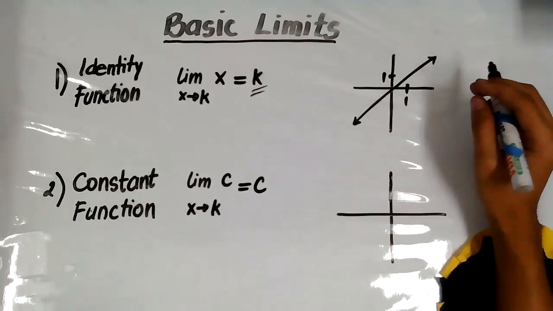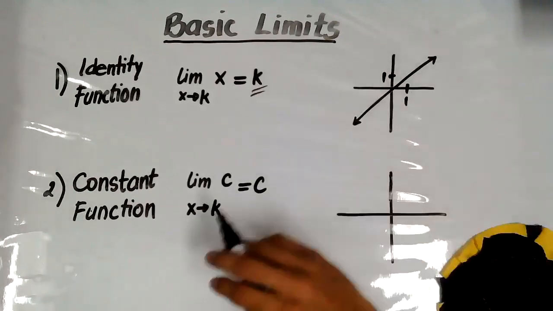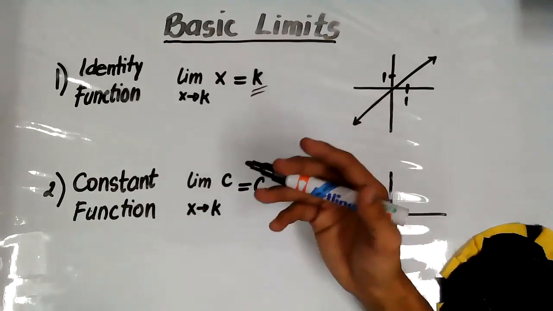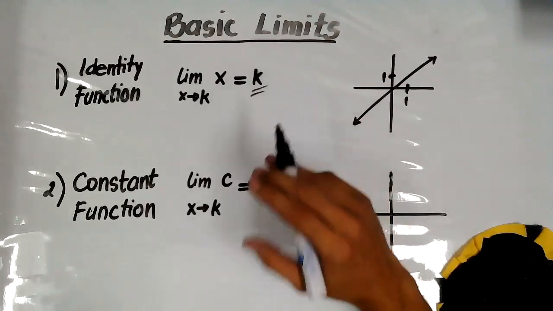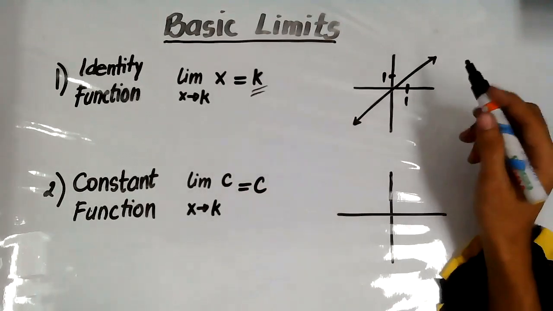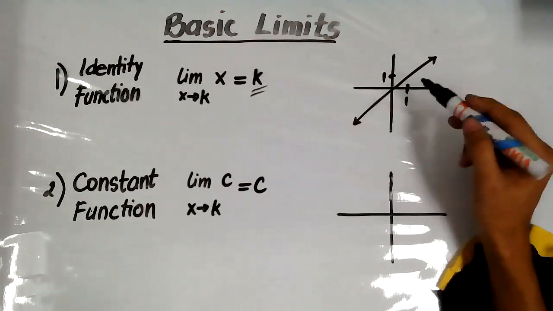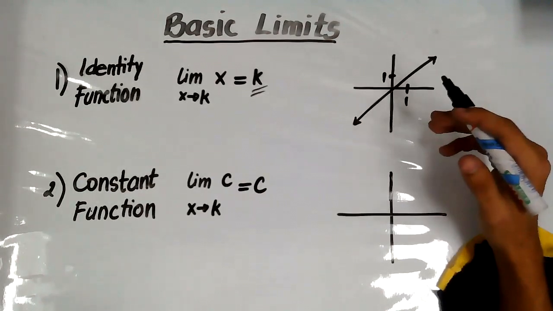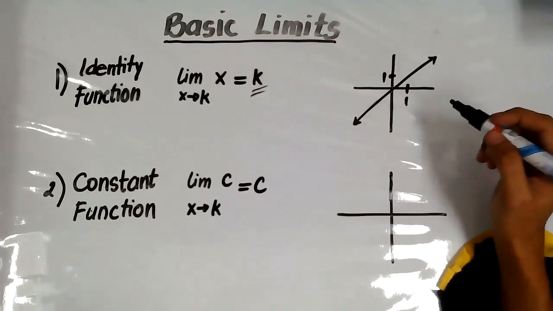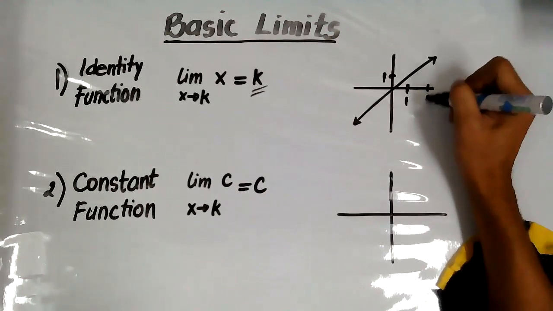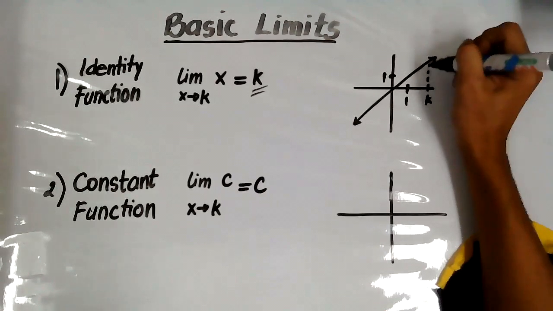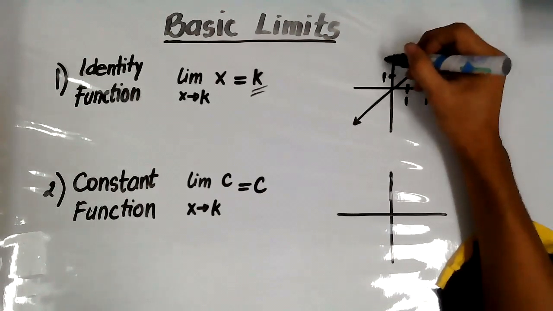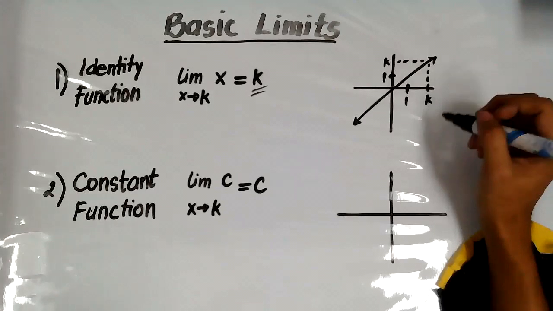All right. So if x approaches 2, then the limit is 2. If x approaches 3, the limit is 3. So if you look at the value of the function in the graph as x approaches k, you can notice that the value of the function is k itself. So let's say, for example, this is the k. Of course, it also approaches the value of the function, which is k.